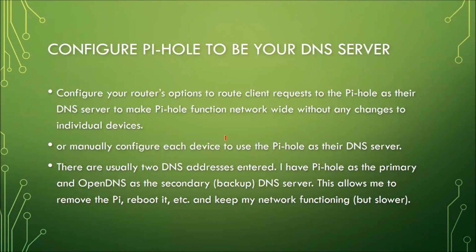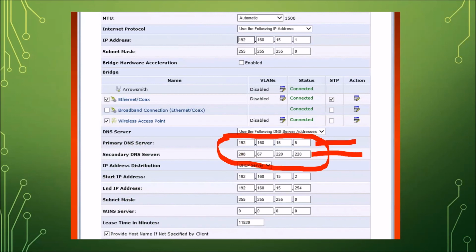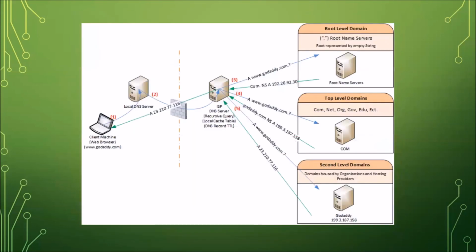So here's a screenshot from my router, and right in this section right here is where the primary and secondary DNS servers are listed. The first one you'll probably recognize as my Raspberry Pi, and the secondary is the OpenDNS server, one of its addresses. All right, I'm going to try to really speed through this last little bit.